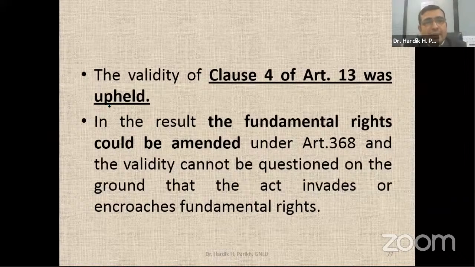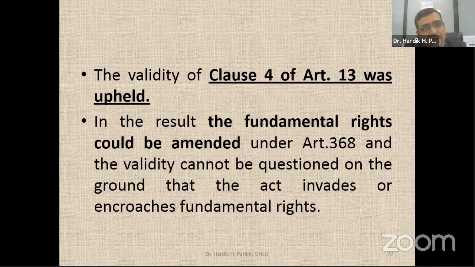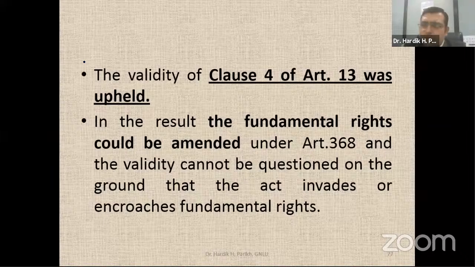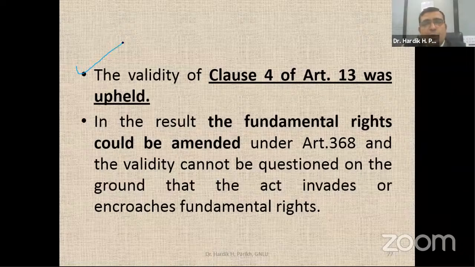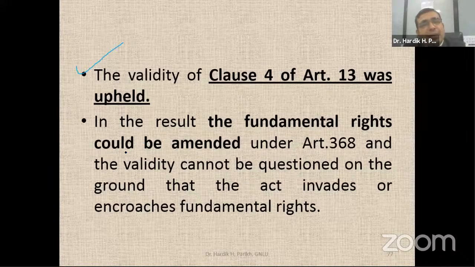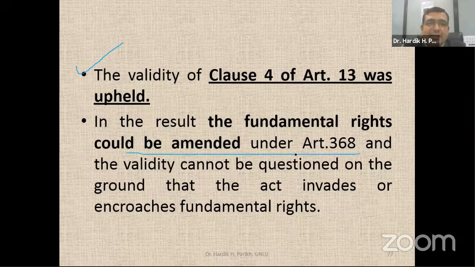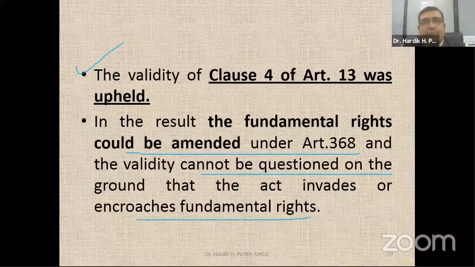It was held, number one, that Article 13(4) is valid. Article 13(4) makes a provision that this shall not be applicable to any constitutional amendment, which is fine. That is why a fundamental right can also be amended under Article 368, and the validity cannot be questioned on the ground that the amendment encroaches on a fundamental right.